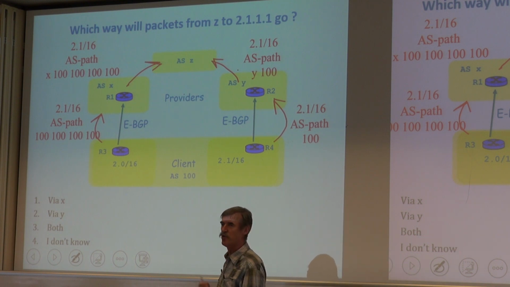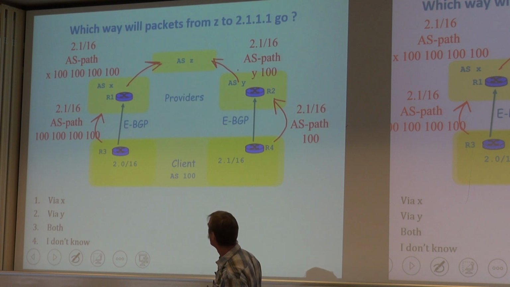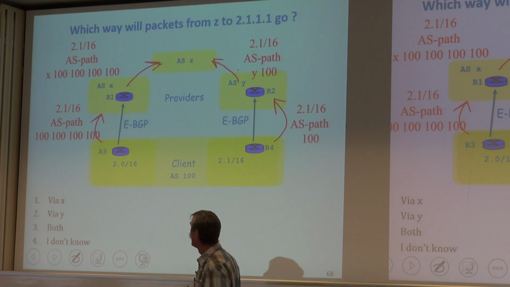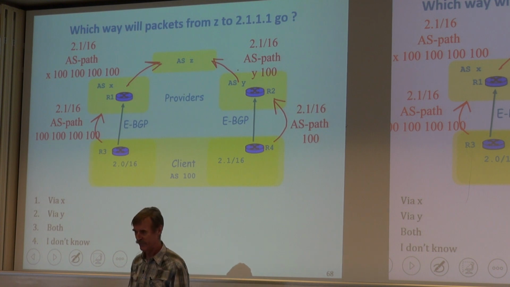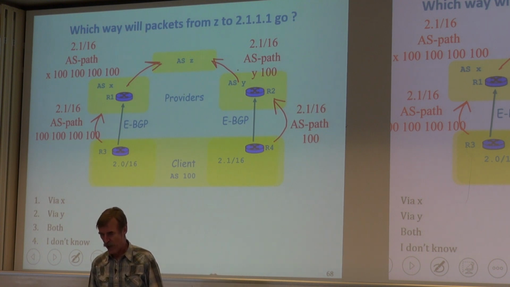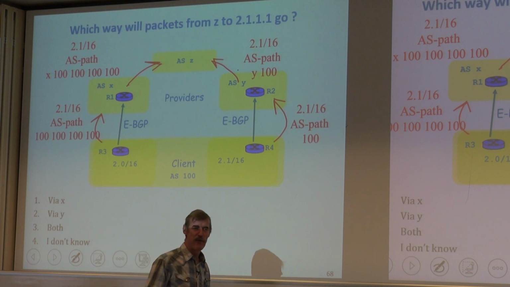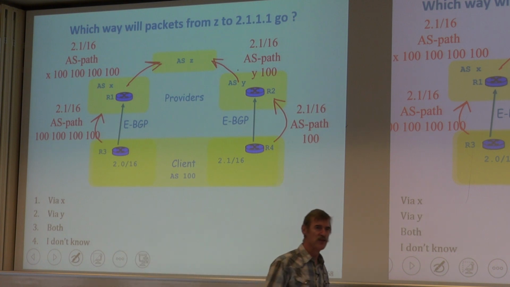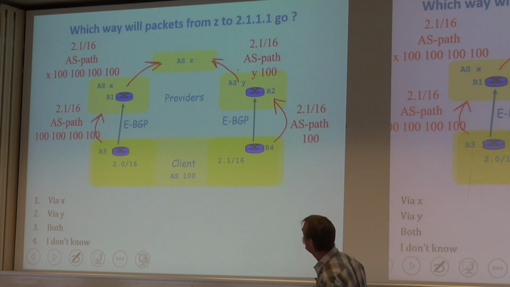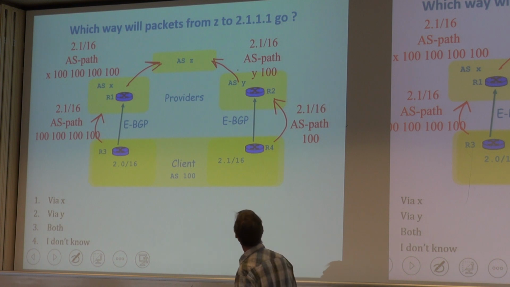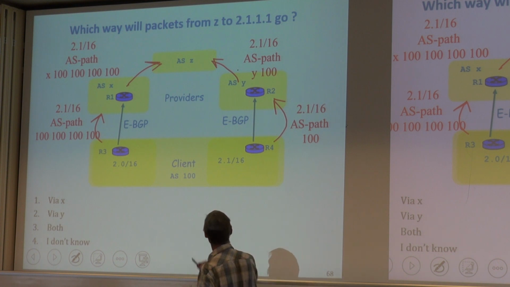And if R1 chooses this route as the best route, when it will speak to Z, R1 will take as AS path X 100, 100, 100, 100. Now, if everything is using default configuration, there is no local pref, MED, or whatever, but just the things that are shown on the slide, which way will packets from Z go to 2111, to this place here?